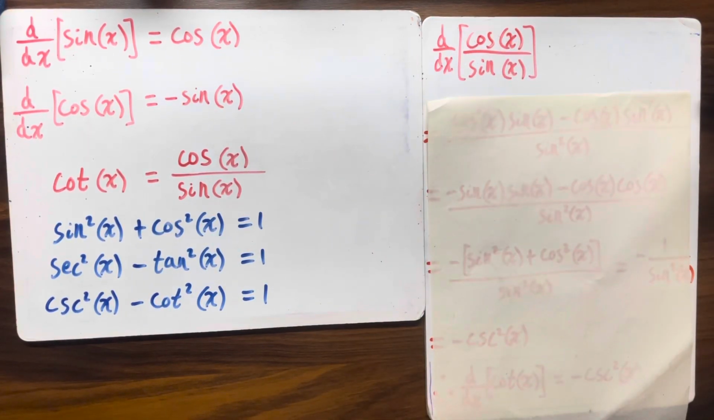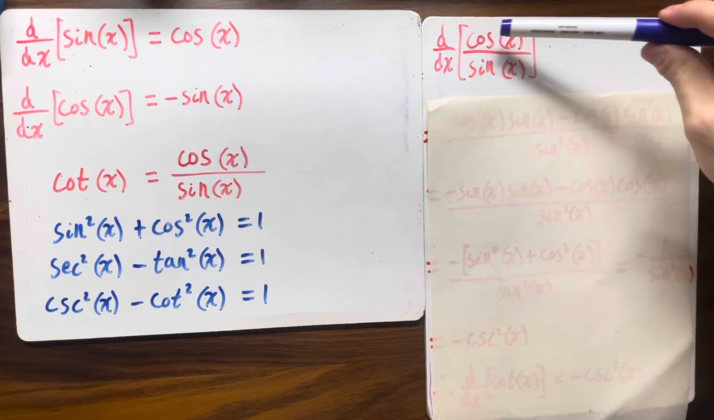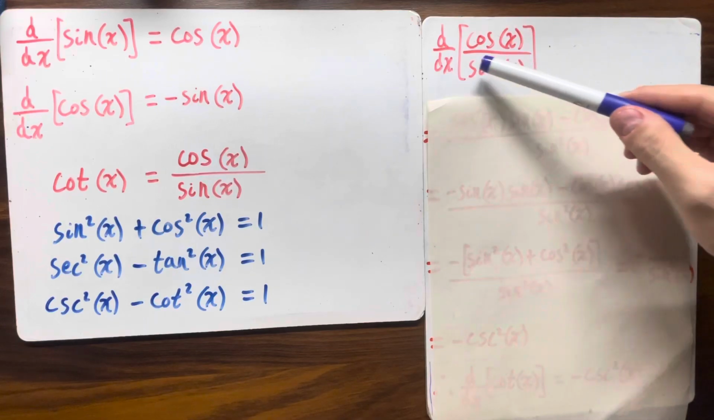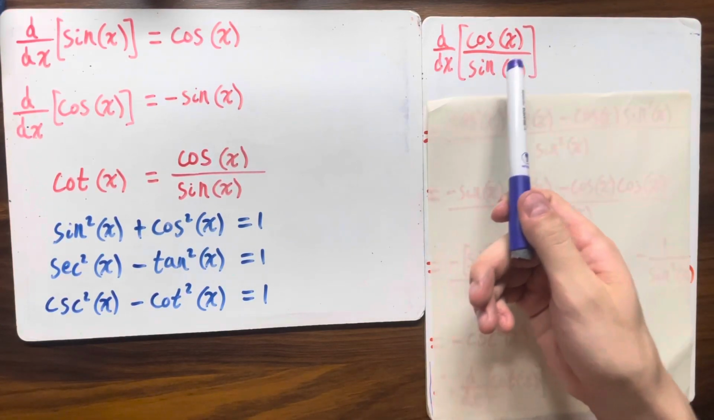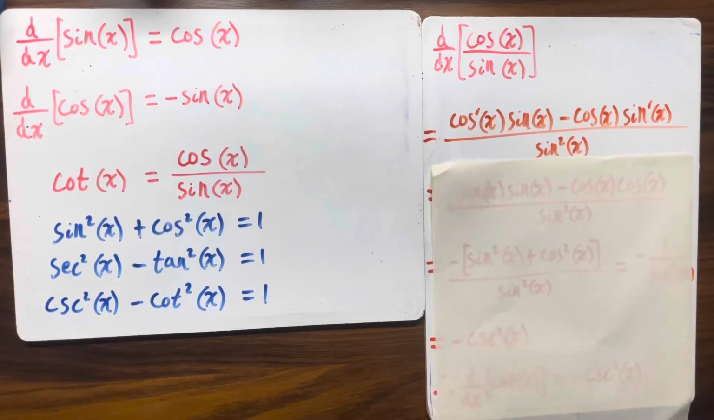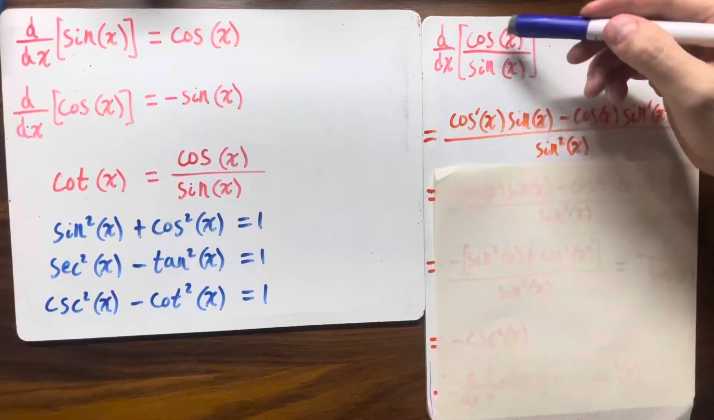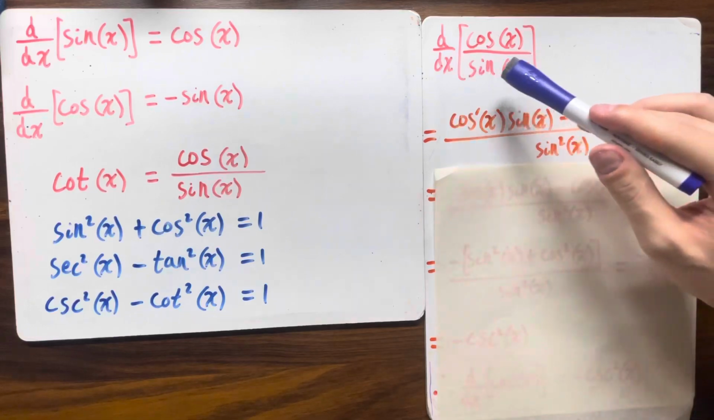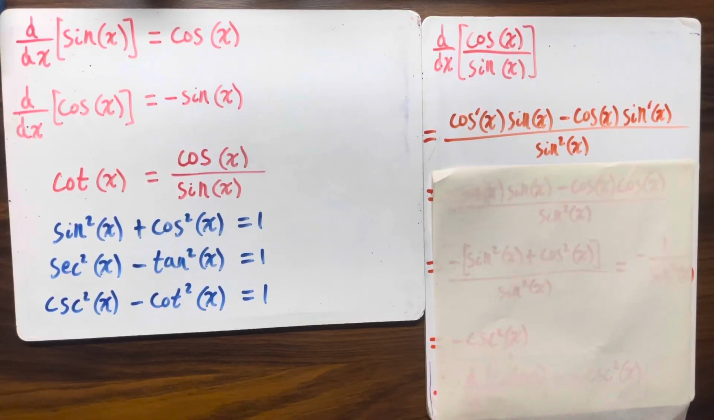And remember, the quotient rule says the derivative of the top times the bottom minus the top times the derivative of the bottom function, all divided by the bottom function squared. So we get this: the derivative of the top, derivative of cosine, times the bottom minus the top times the derivative of the bottom function, which is sine, so the derivative of sine, all divided by the bottom function squared, so sine squared.